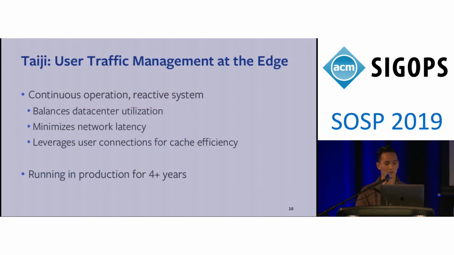Taiji is our system for managing edge to data center traffic. Taiji runs continuously, shifting traffic to react to site dynamics like user demand, capacity changes, and failures. Taiji is able to balance the data center utilization while minimizing network latency. And it also leverages user connections for cache efficiency, reducing reads to our backend storage by 17%. And lastly, Taiji has been running in production for over 4 years now.